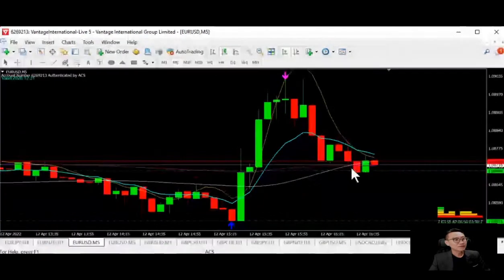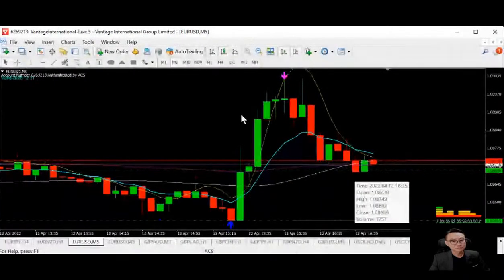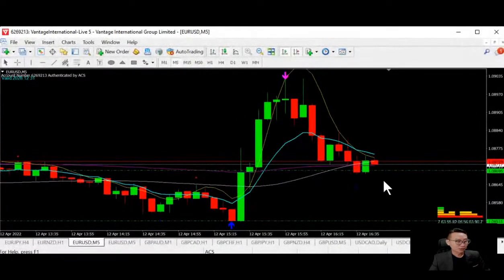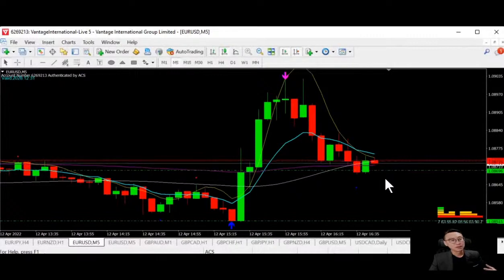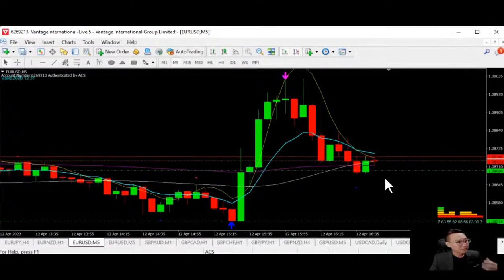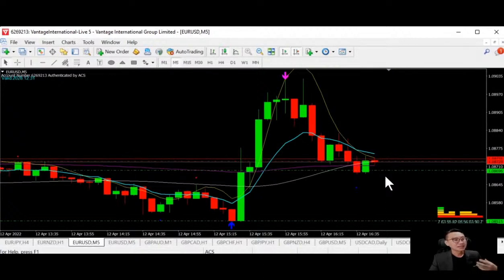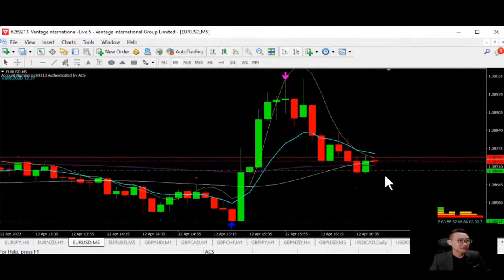So I'm waiting for it to form a new resistance within the resistance area, so that it tells me the sellers are fighting against the buyers and can take over the buying volume to become more selling volume in the market. Then that would be a good chance for me. It would definitely be better for me to hold the trade and continue to wait for the TP.